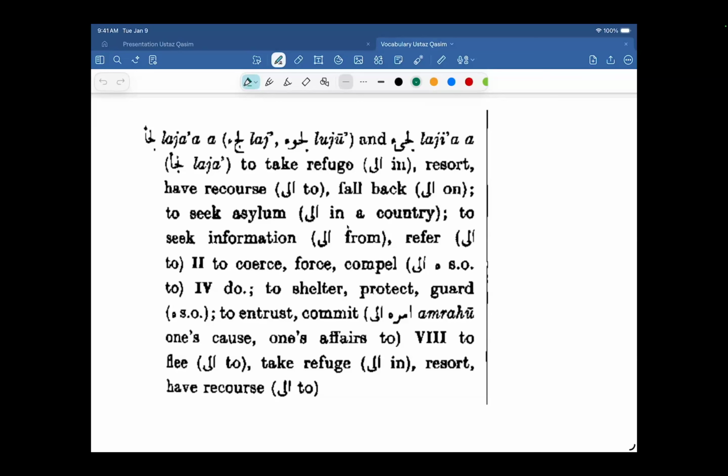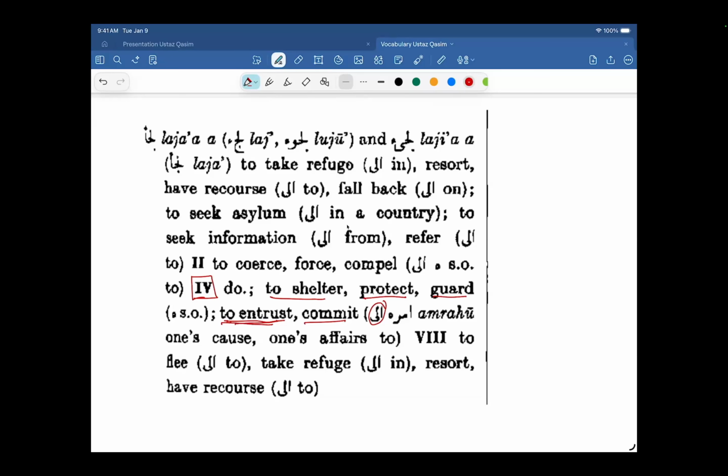Laja'a yalja'u, it's bab fataha, right? It means to take refuge, to resort. And look at this part here in form 4. This is the part we were looking for: to shelter, to protect, guard, to entrust. Actually, that was the reason I was looking for: to entrust something with someone, because ila, also to commit, in form 4.